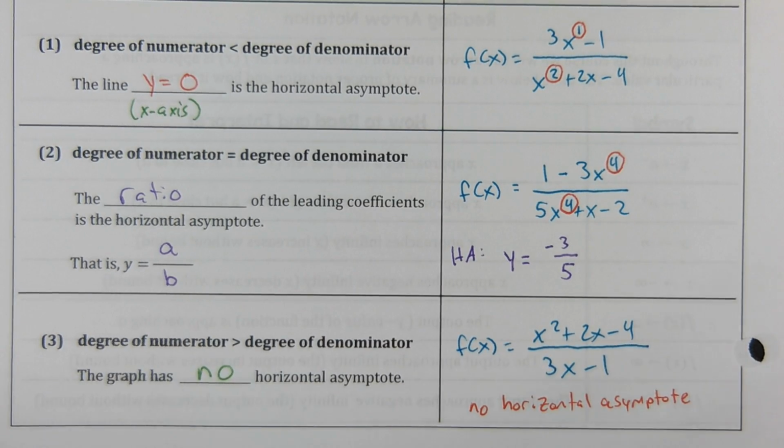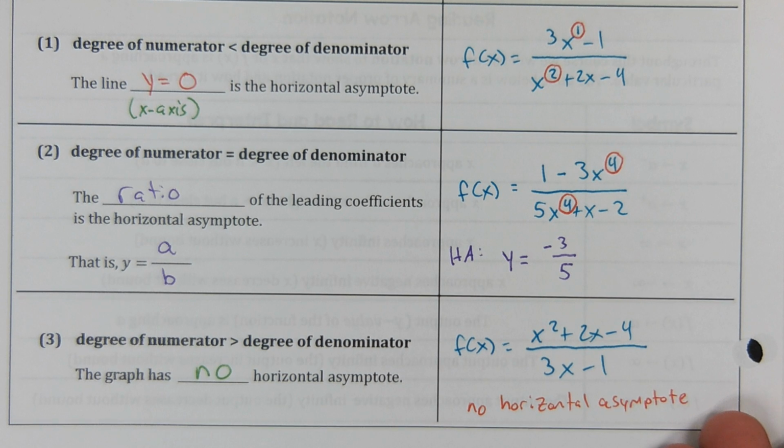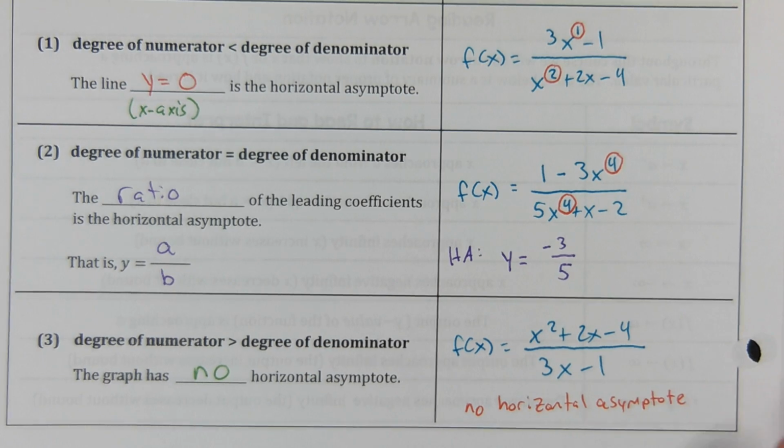We'll talk about that a little bit more on the next page. This one does not have a horizontal asymptote, but it does have an end behavior asymptote. Now, I'm not sure if that's part of our curriculum or not. We'll find out next week.